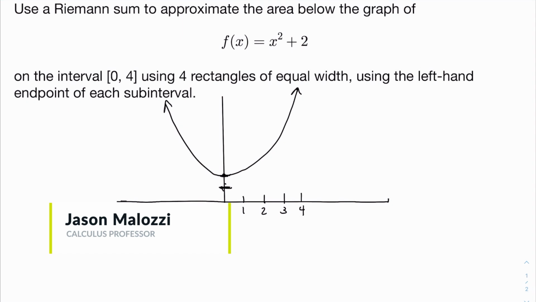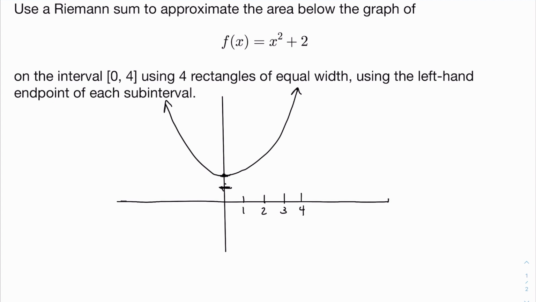Welcome back. What we're going to do is continue our exploration into Riemann sums with an example of a parabola, f of x equals x squared plus 2. And we're going to find the Riemann sum to estimate the area below that graph and above the x-axis on the interval 0 to 4 using 4 equally spaced rectangles along the x-axis. And we're going to use the left-hand endpoint of each subinterval to determine the height of each rectangle.